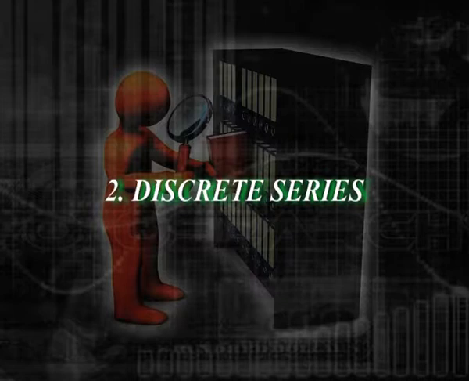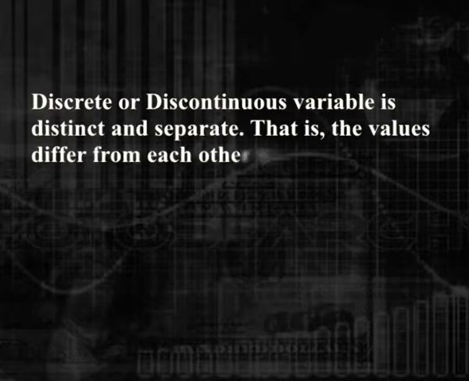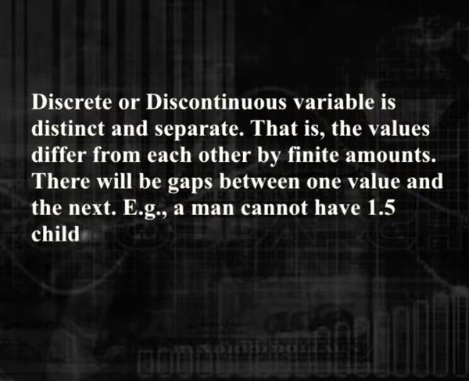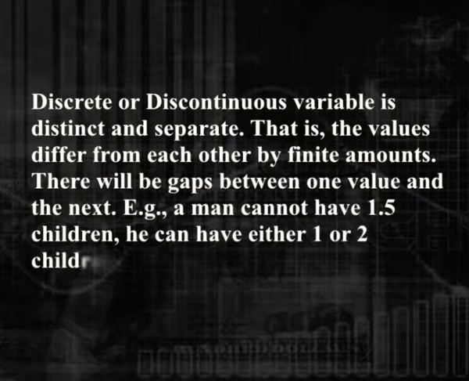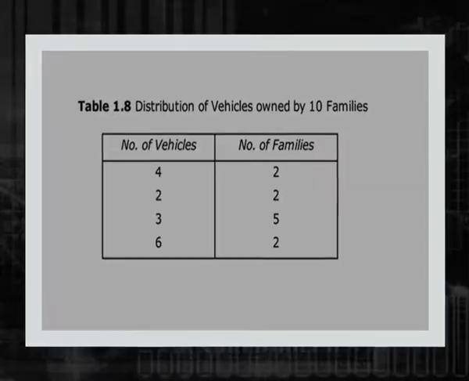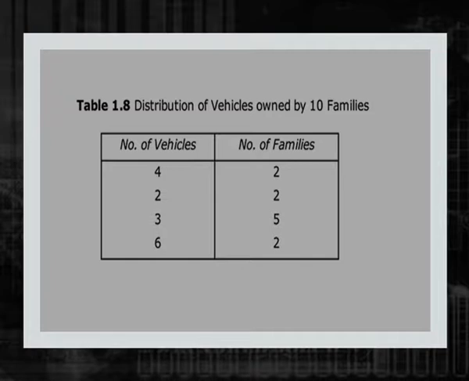Second one, discrete series. In this series, when items are analyzed in groups showing definite breaks from one point to another and they're exactly measurable, they form a discrete series. Discrete or discontinuous variable is distinct and separate. That is, the values differ from each other by finite amounts. There will be gaps between one value and the next. For example, a man cannot have 1.5 children. He can either have 1 or 2 children, or likewise. There's only certain integral results are possible here. So here's a table which gives a distribution of vehicles owned by 10 families.